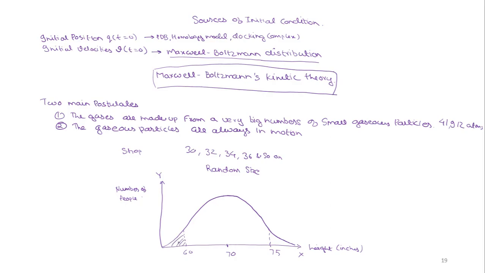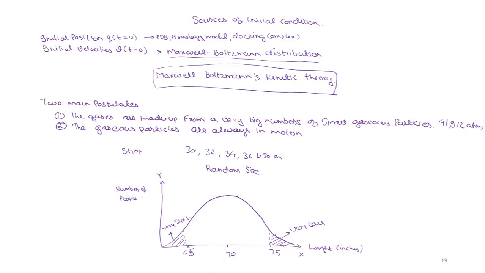Who does this area correspond to? These are the people that are very short. Similarly, there will be very few people in your city that are very tall. The majority of people in the city have a height that lies in between, say for example, 65 to 75 inches, or 65 to 70 inches as such, right?